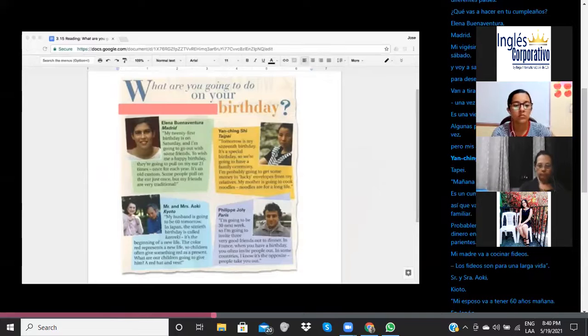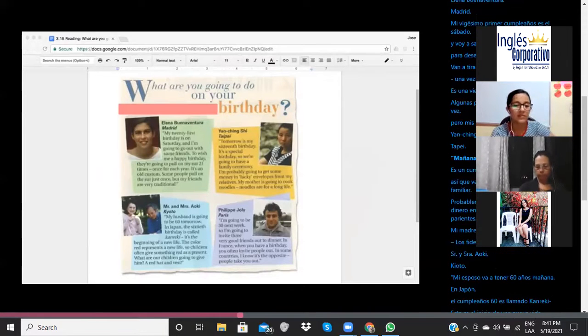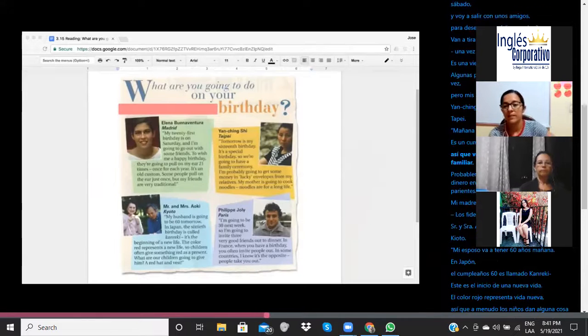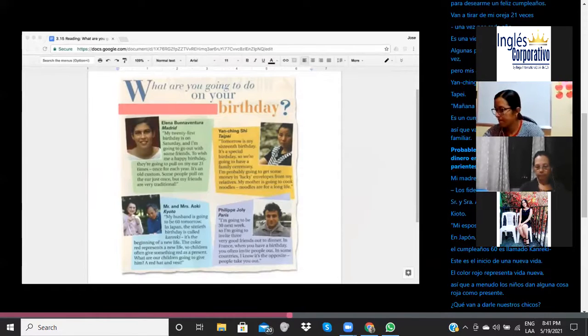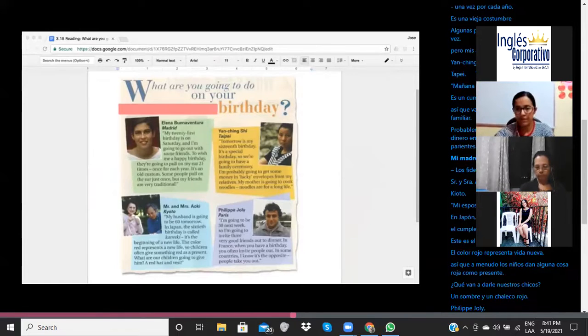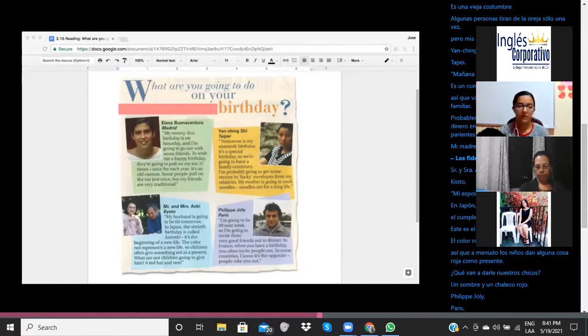Yanqing She, Taipei. Tomorrow is my 16th birthday. It's a special birthday, so we're going to have a family ceremony. I'm probably going to get some money in lucky envelopes from my relatives. My mother is going to cook noodles. Noodles are for a long life.